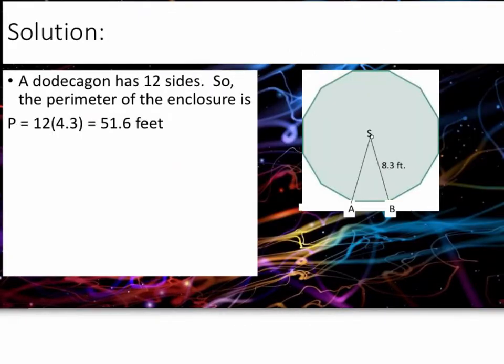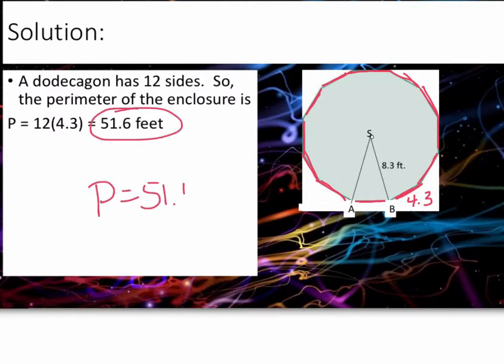Okay, so here's a picture. And we're going to start with the solution. A dodecagon has 12 sides, okay? So it's not 10 or 11, it's just going to be a 12-sided figure. And so the perimeter of the enclosure is going to be 12 times 4.3. Remember they said that one side length was going to be 4.3. So if I want to know what all these side lengths are, I'm going to multiply 4.3 by 12 because that's how many sides I have. Or I can add 4.3 twelve times and I would get 51.6 feet. So I already have my perimeter, which is 51.6 feet.